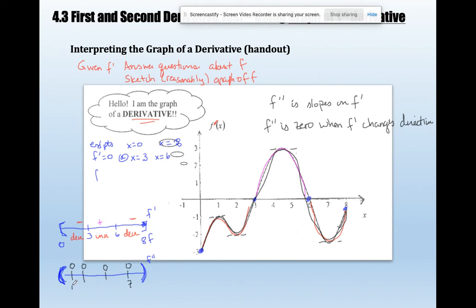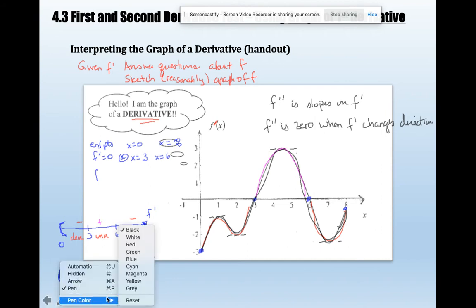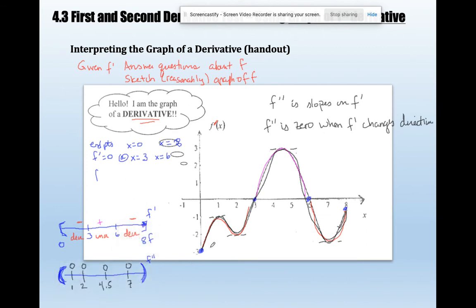So that was at 1, 2, 4.5, and 7. Now, talk to me about the slopes on this graph in between where they're equal to 0. What are the slopes here? The slopes on F prime are positive. The slopes on F prime are negative.